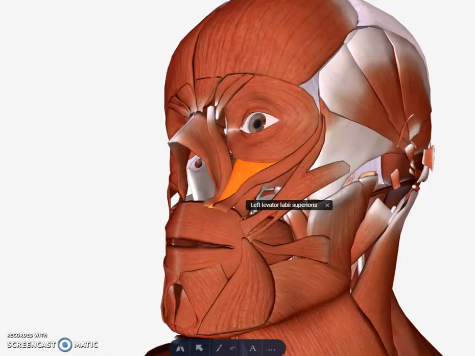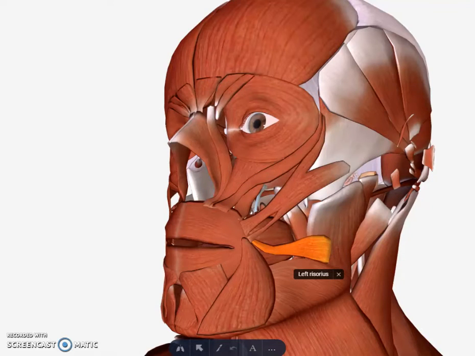This is the levator labii superioris. It allows snarling or pulling up the upper lip and flares nostrils. The origin is the superior edge of maxilla. The insertion is the cartilage and skin of the nose and the upper lip.